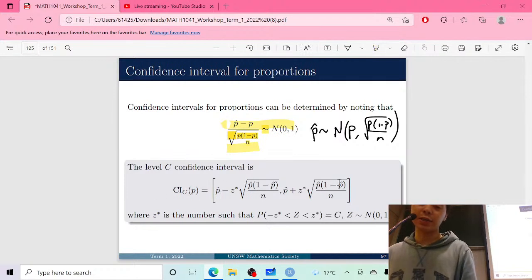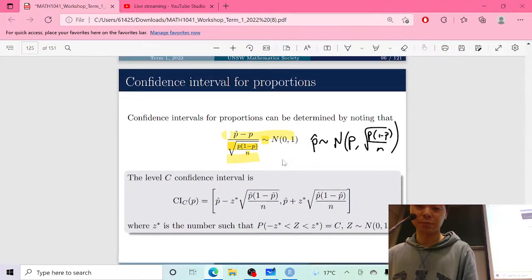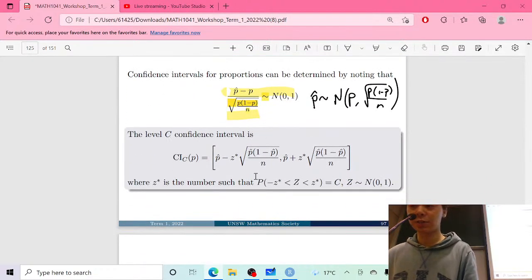And the confidence interval is exactly the same. Here you get the standard deviation. So it's basically the mean minus the exact quantile times the standard deviation, and then the mean plus the exact quantile times the standard deviation. So it's exactly the same as what we did before. Nothing ever changed. The only difference is that we're looking at proportions instead of means.